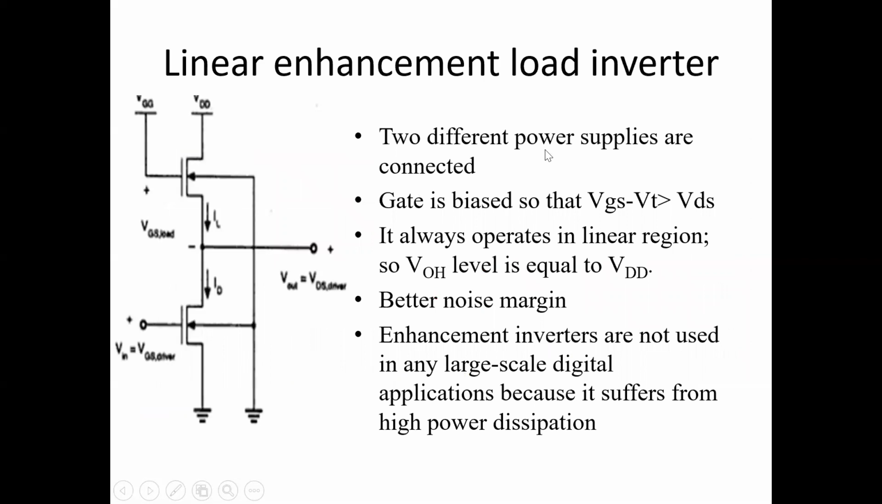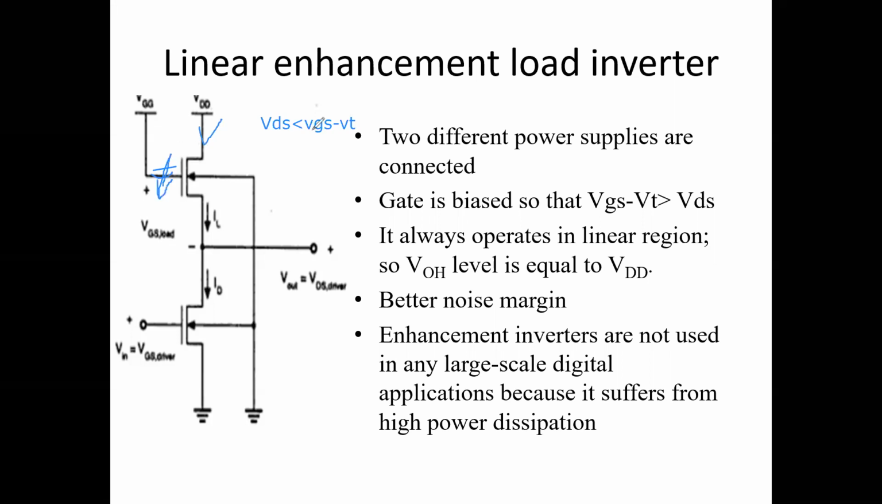Next, coming to the linear enhancement mode inverter. Linear means VDS should be less than VGS minus VT. When will the device go into linear? That is when VDS is less than VGS minus VT. And here, when we keep this voltage less and this voltage more, then the device is in the linear region.